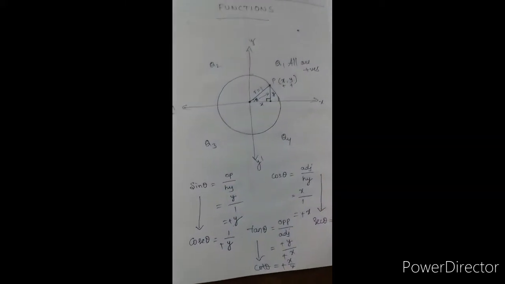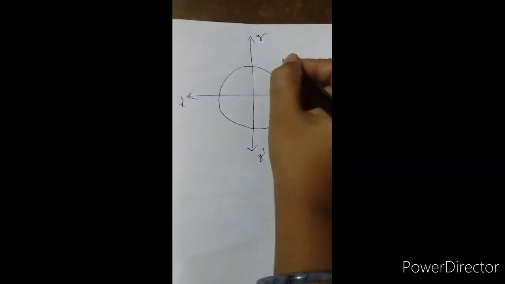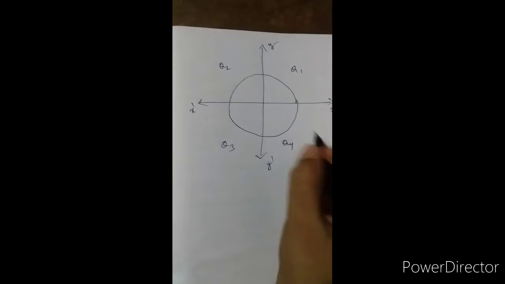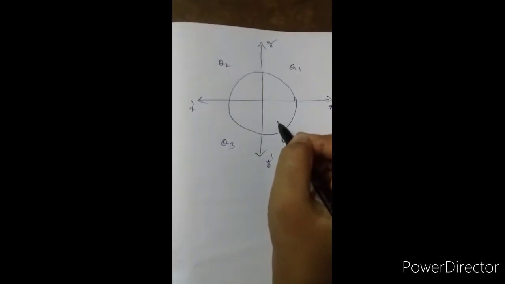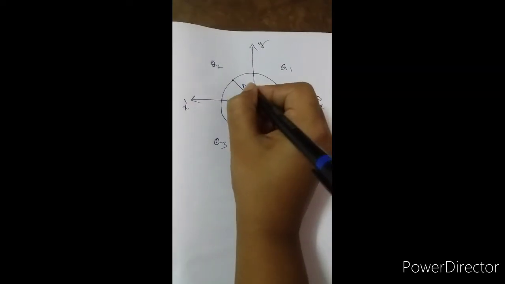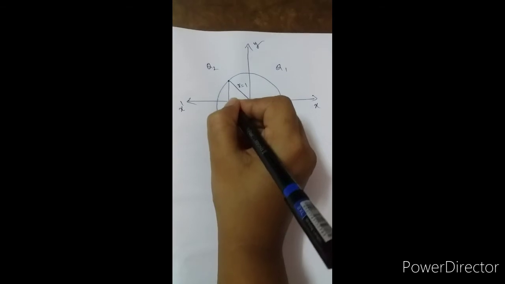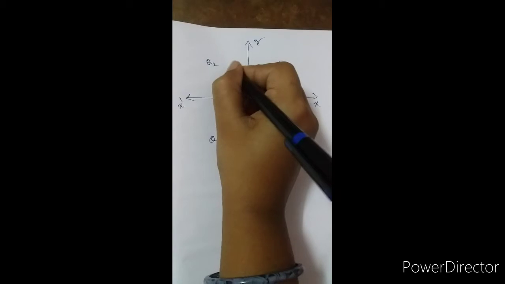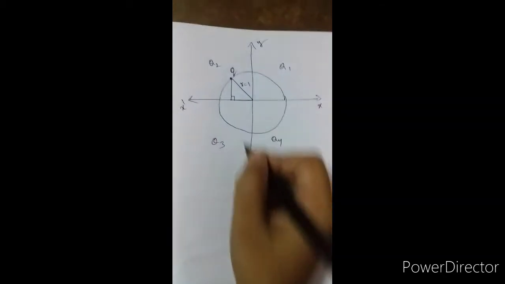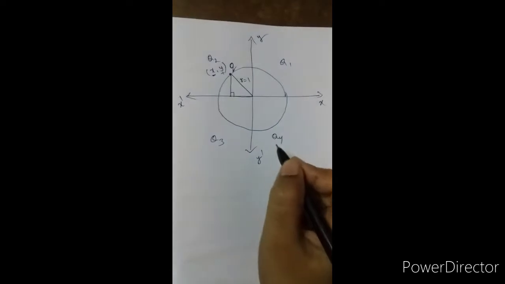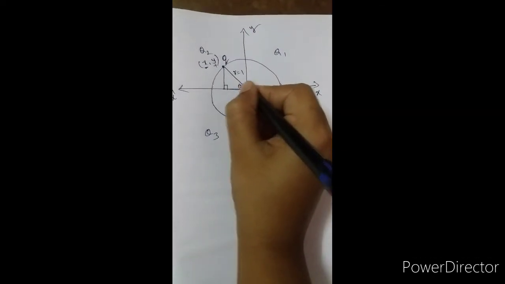Next, in quadrant 2. So this is quadrant 1, quadrant 2, quadrant 3 and quadrant 4. Again I constructed a unit circle, and unit circle means it has a radius of 1 unit. So again I am making a right angle triangle here. So this is a point q, small q. So here also x comma y. But in quadrant 2, x value is negative, y value is positive. Okay, and I am considering theta here.